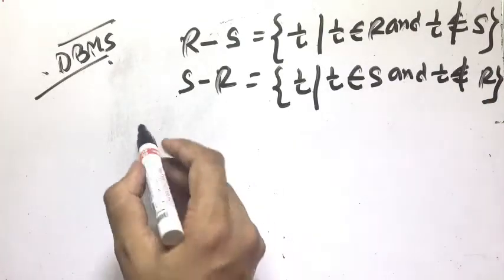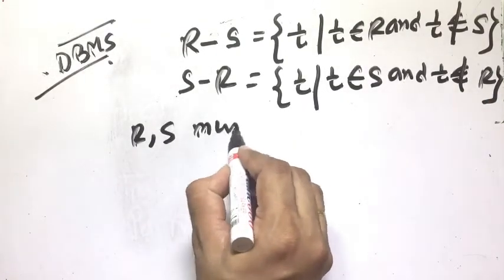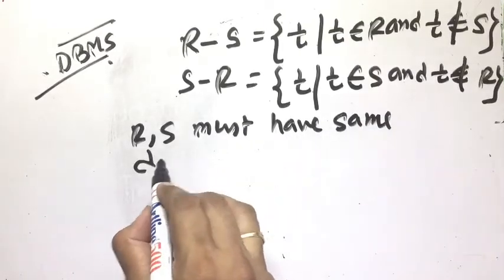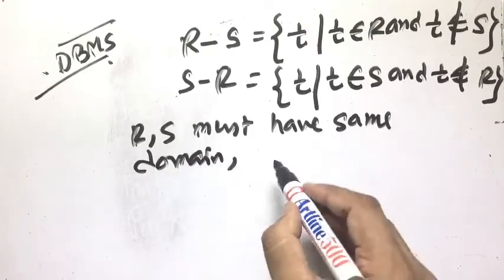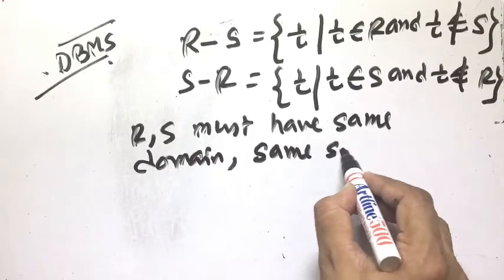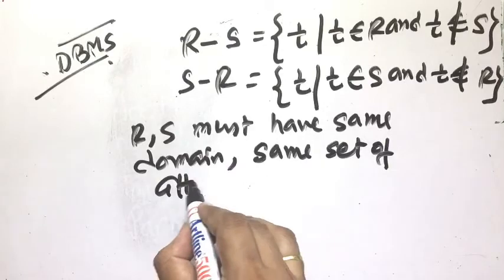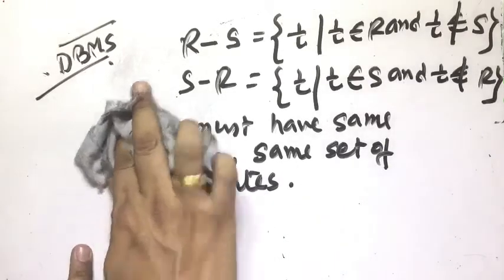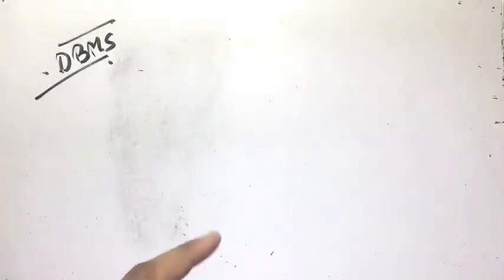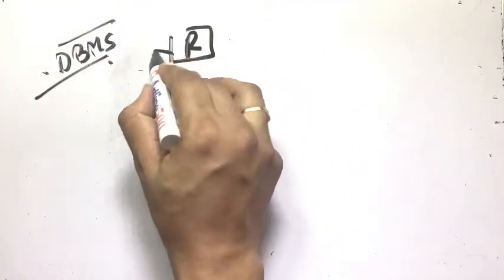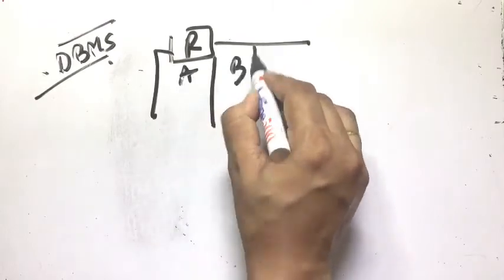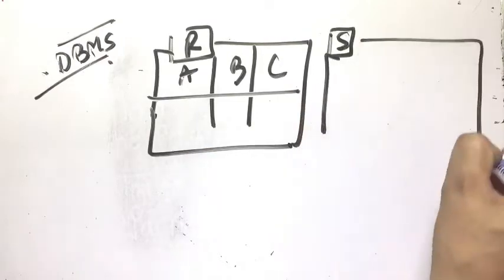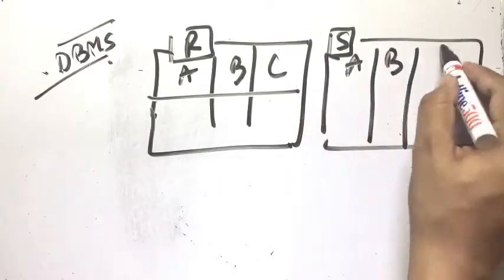It is subtraction. R and S must have the same domain, the same set of attributes. For example, suppose R is a table which consists of A, B and C columns. S is another table which consists of the same set of attributes A, B, C columns.